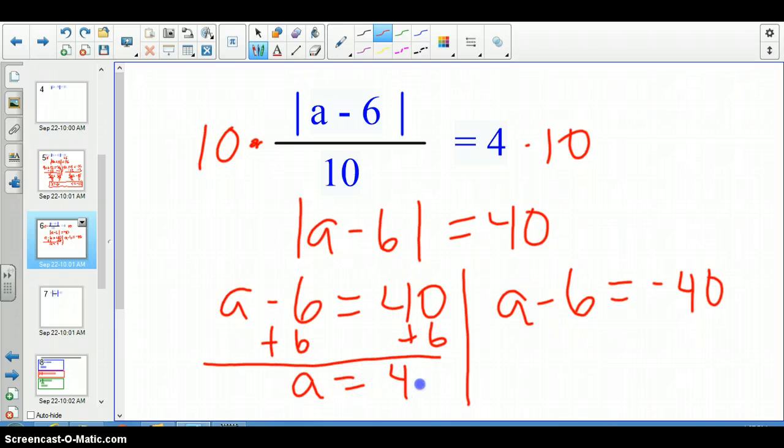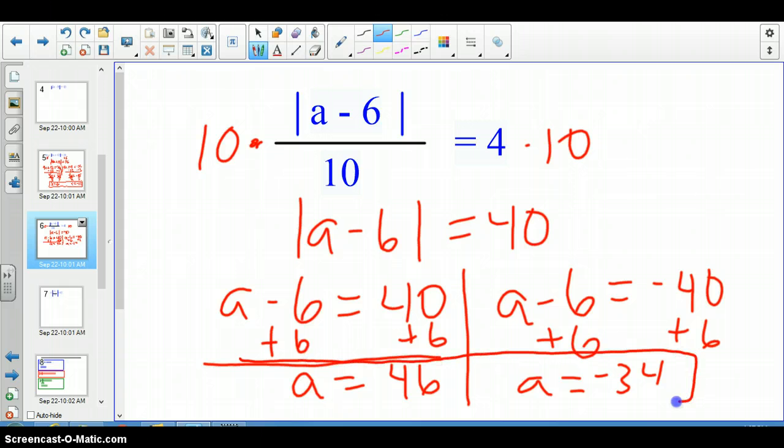If you notice, we have not been getting just plus or minus a number for our answer. We've been getting two different solutions. So we may get two different numbers for our answers, not positive 46 and negative 46. That doesn't work all the time.